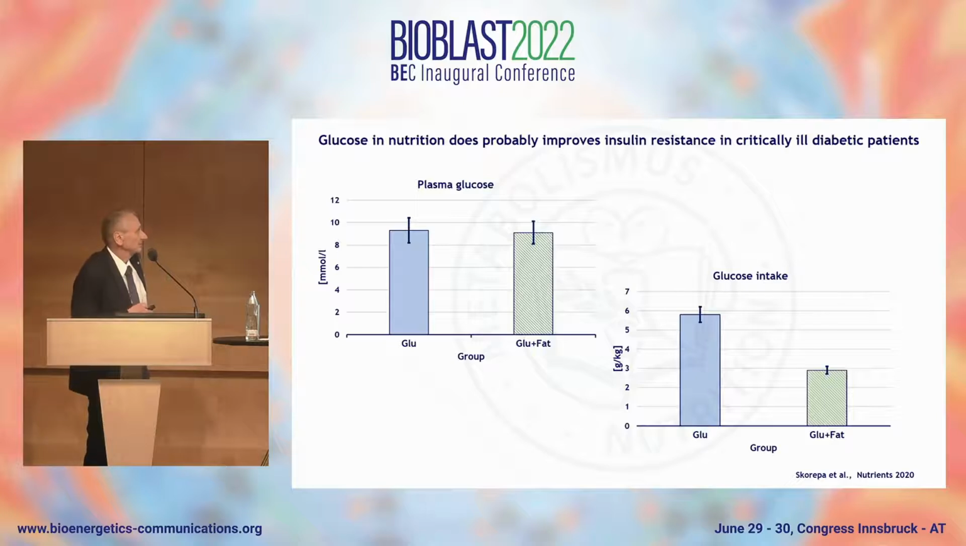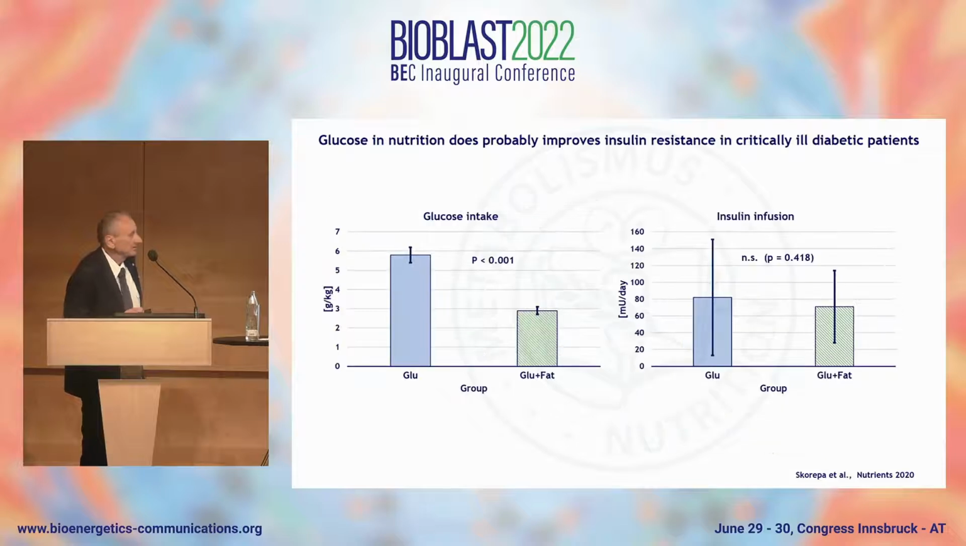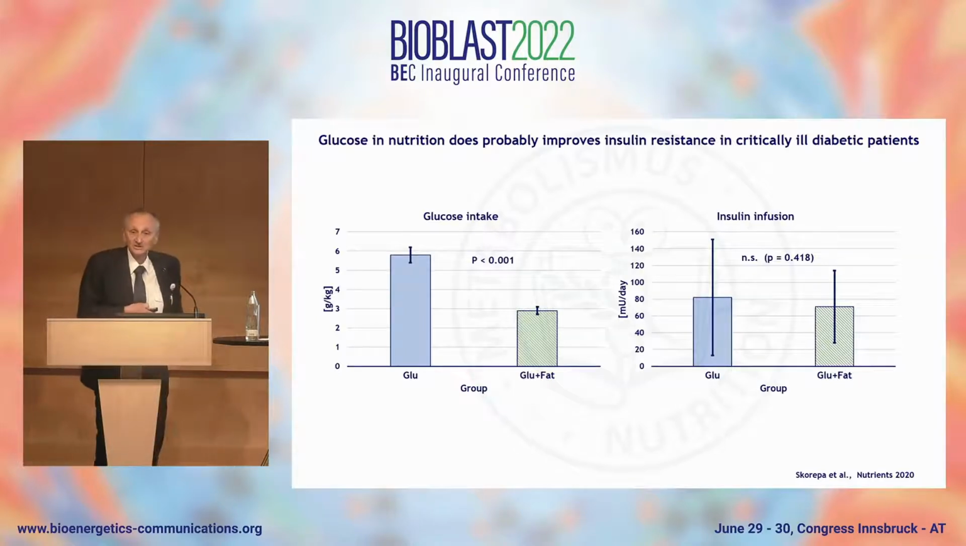Another study which we did was in critically ill diabetic patients, and we kept the plasma glucose level at about 9, but we had two groups of patients. One received a high amount of glucose, 6 grams per kilo per day, and the second group received half of that together with fat. What we found was that the insulin infusion was the same, which means that glucose intake improved insulin resistance.